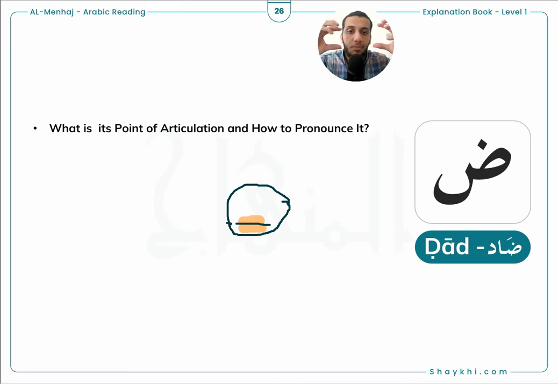So pronouncing the letter ضاد depends on making one back side of the tongue or two back sides of the tongue touch the molars and the next area to them, which is the gums. So pronouncing the letter ضاد depends on the molars with the back sides of the tongue.